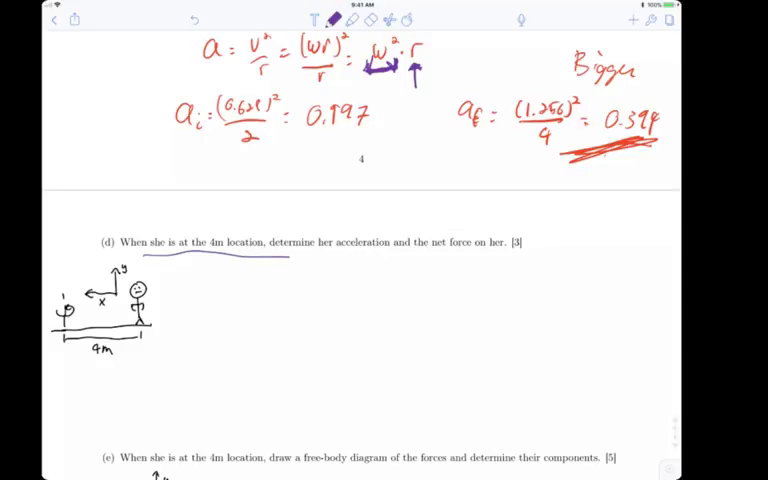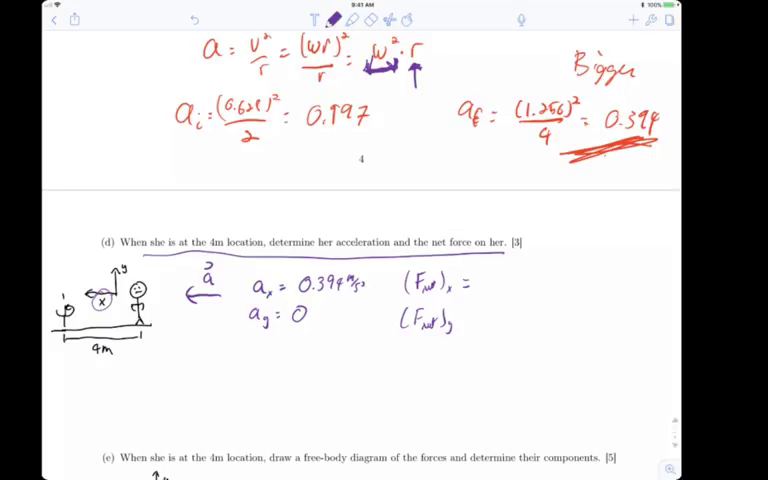So when she's at 4 meters, determine her acceleration and the net force on her. Okay, so her acceleration is pointing towards the middle in this situation. Her acceleration only has an x component, it doesn't have a y component. Whenever we do these, we want to write both components of the vectors because we're going to be using these components to figure out forces. So this is, let's see, it's towards the middle, which is the positive increasing x value. So it's 0.394, and that's 0.